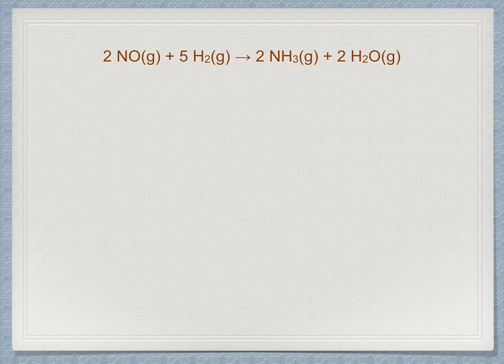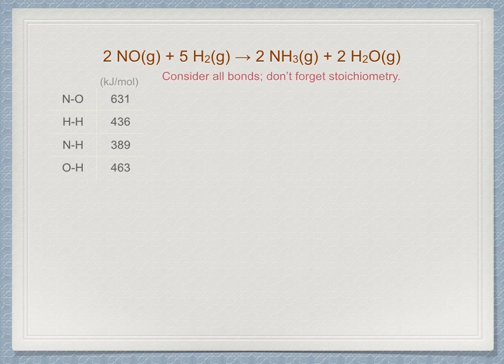Here's another example. The reaction between nitric oxide and hydrogen to form ammonia and water. Estimate its enthalpy of reaction. Here's the data that will be needed to solve this. A word of warning. You need to break all bonds in the reactants. That means you have to not only consider the molecular structure, but you must also take into account the stoichiometry of each species. This holds true for the products also.